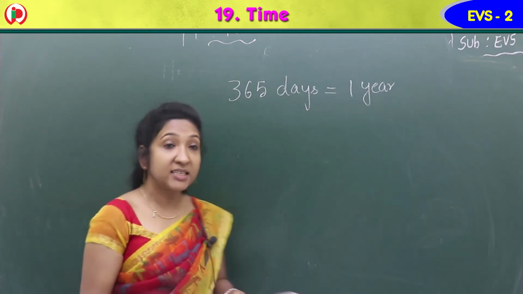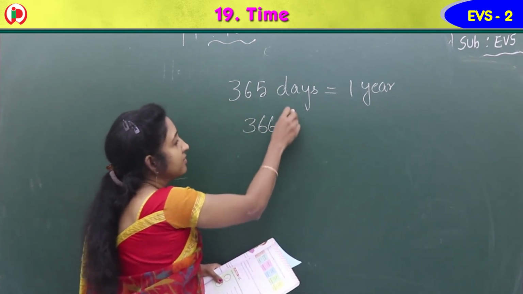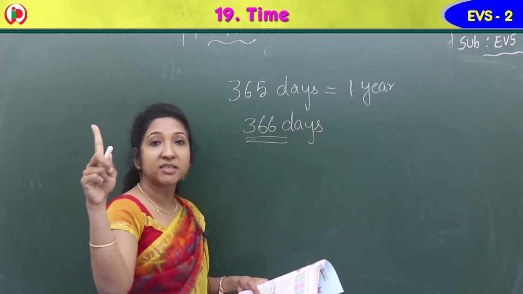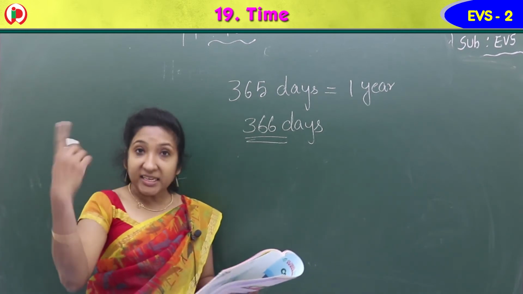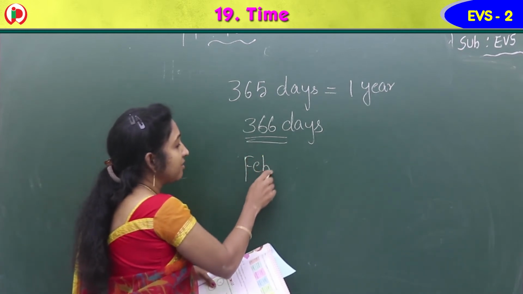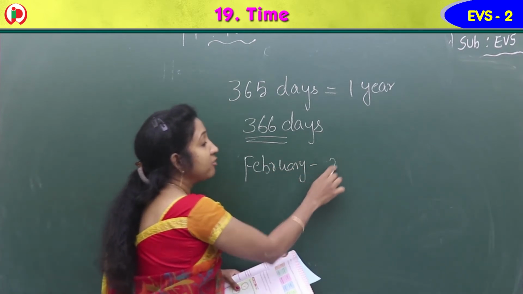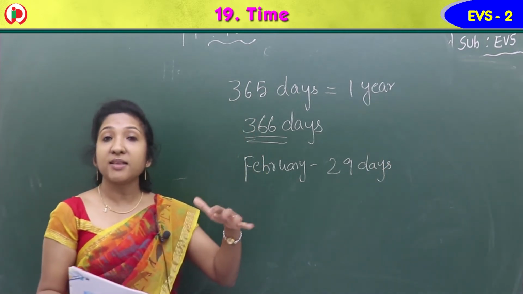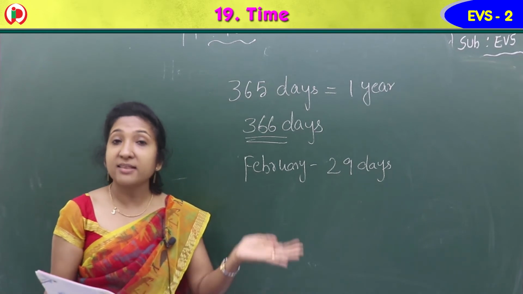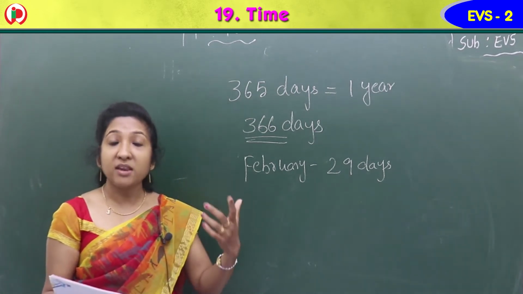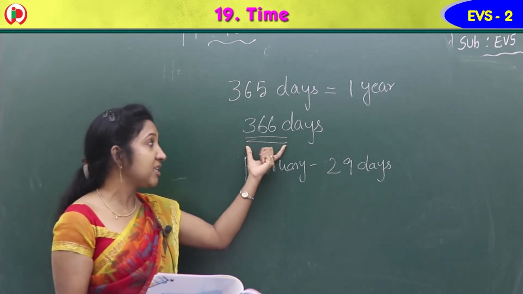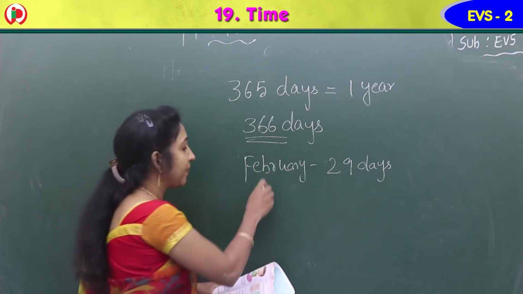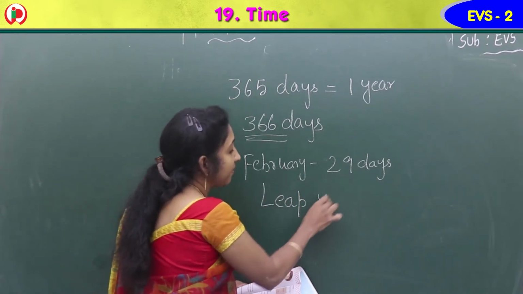Some years have 366 days also. Sometimes in a year we get 366 days. Instead of 365, 1 more extra day we get. So that year, the month of February will have 29 days. When we learned the months, I told you February, some years have 28 as well as some years have 29. So when a year gets 366 days, that year February has 29 days, and it is called a leap year. L-E-A-P, leap year.